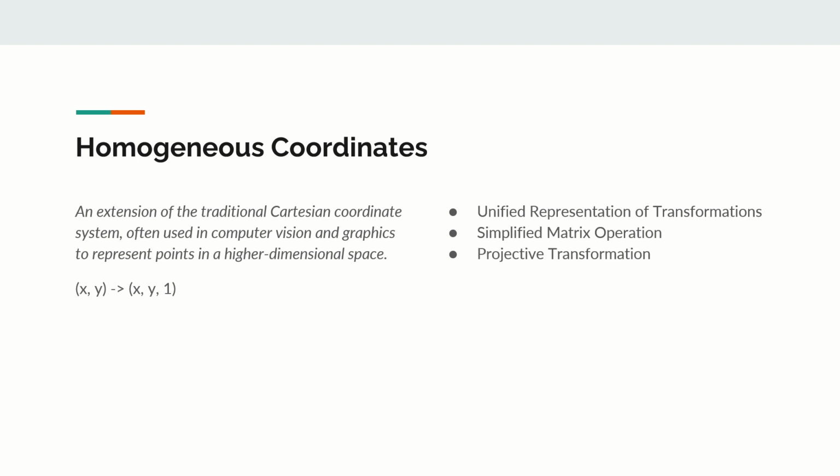Homogeneous coordinates enable perspective transformations such as those found in camera models and allow for the representation of points at infinity, which is useful when handling parallel lines in 3D scenes that converge at a vanishing point in an image.